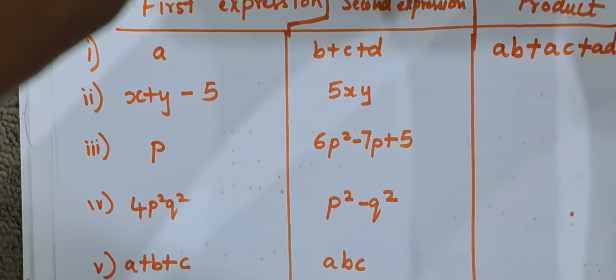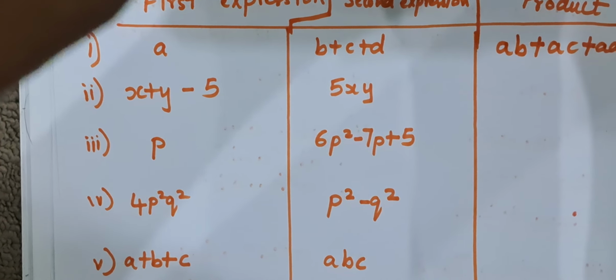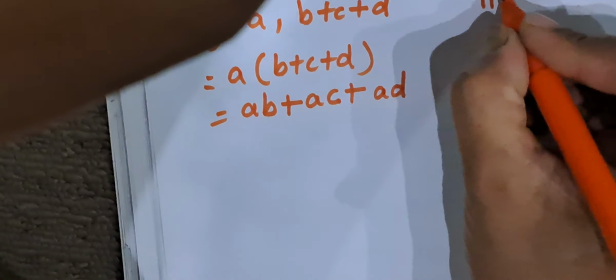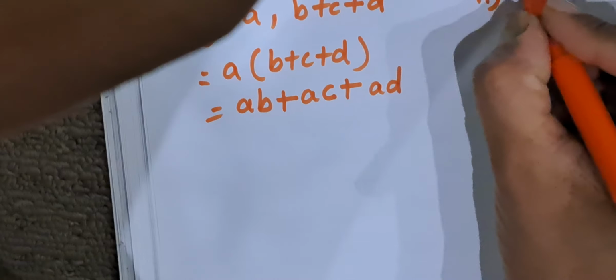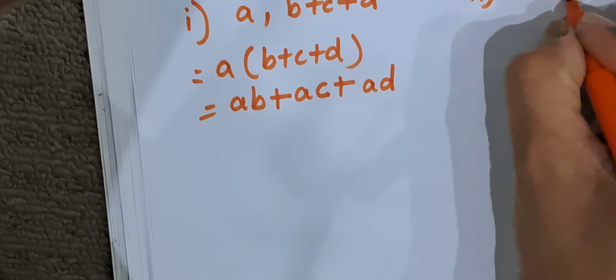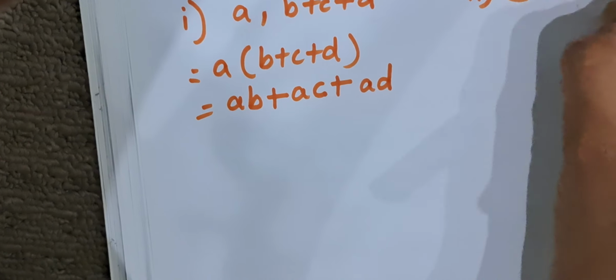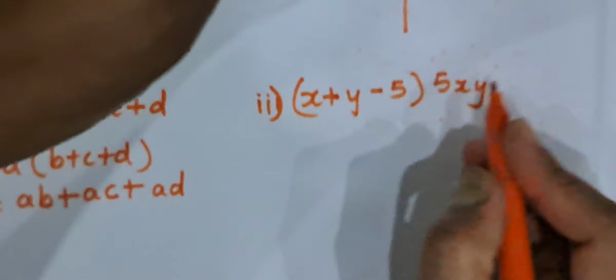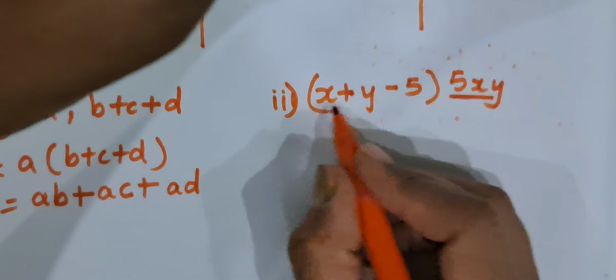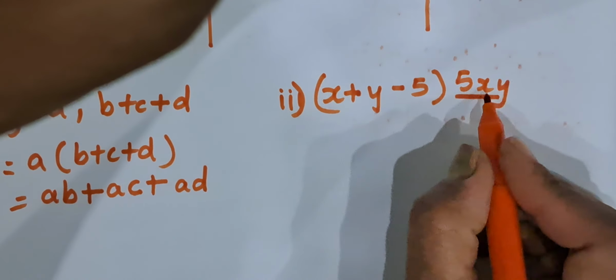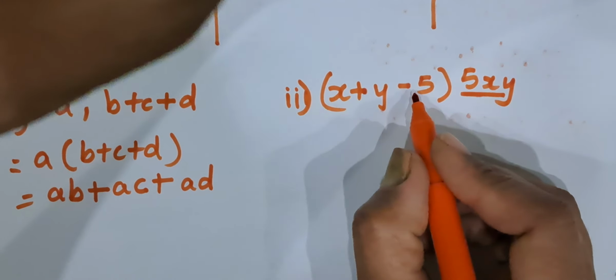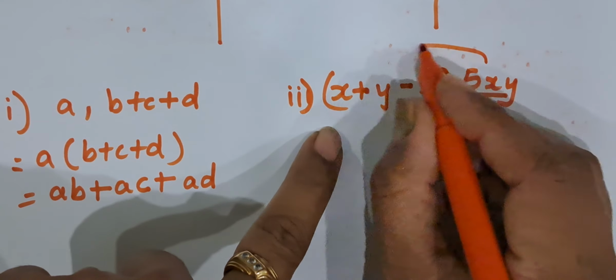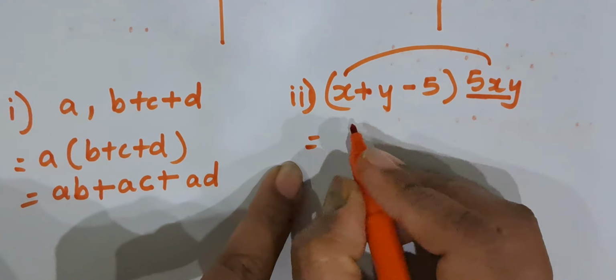Now second one. X plus y minus 5 into 5xy. Now look here. 5xy is getting multiplied with x first, and then it is getting multiplied with y, and then it is getting multiplied with minus 5. So first we will multiply 5xy with x and write it here.